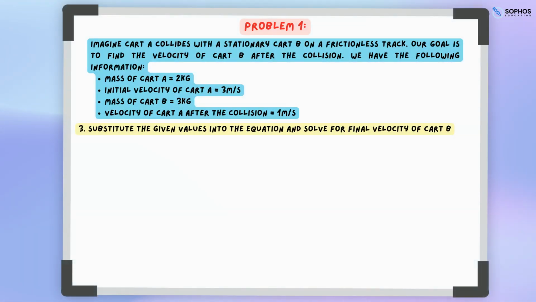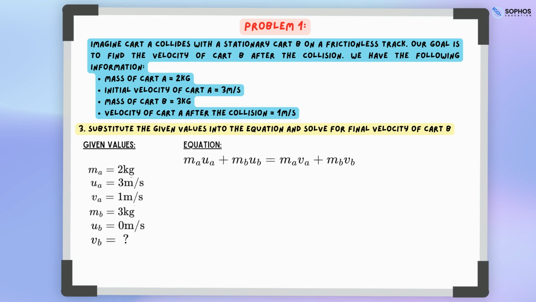Step 3 is to substitute the given values into the equation and solve for the final velocity of B. Substituting these values in, we get 2 kilograms times 3 meters per second plus 3 kilograms times 0 meters per second equals 2 kilograms times 1 meter per second plus 3 kilograms times the final velocity of B.